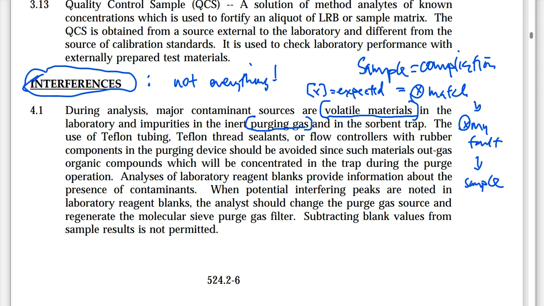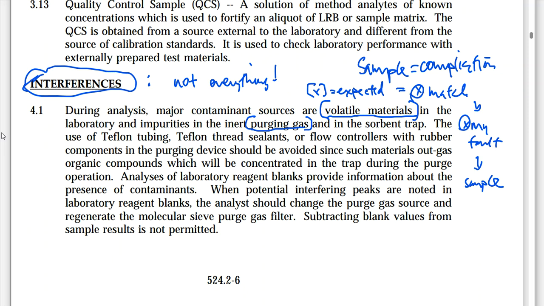So these are just ways to say, heads up, when you do this method, this is what you need to look out for. And that's the purpose of Section 4, interferences. It also says the use of Teflon tubing, Teflon thread sealants, or flow controllers with rubber components in the purging device should be avoided, since such materials outgas organic compounds, which will be concentrated in the trap. So even pieces and parts of our equipment are going to cause us a problem.